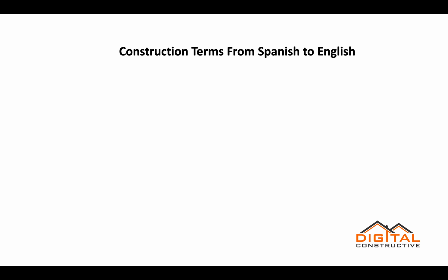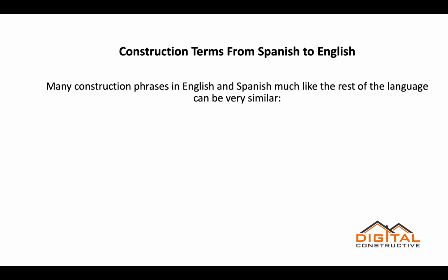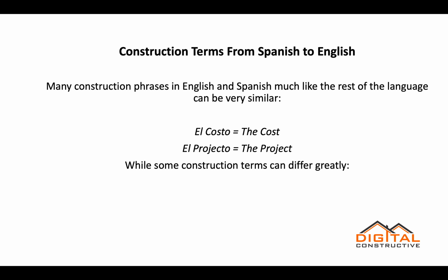Now, construction terms from Spanish to English. Many construction phrases in English and Spanish, much like the rest of the language, can be very similar. El costo, the cost. Not too difficult, right? El proyecto, the project. Not a huge difference. However, some words are completely different. So, for example, el edificio, the building. Los ladrillos, the bricks. These different kinds of terms can trip people up. So it's really important to make sure that you have a solid grasp of construction English terms.